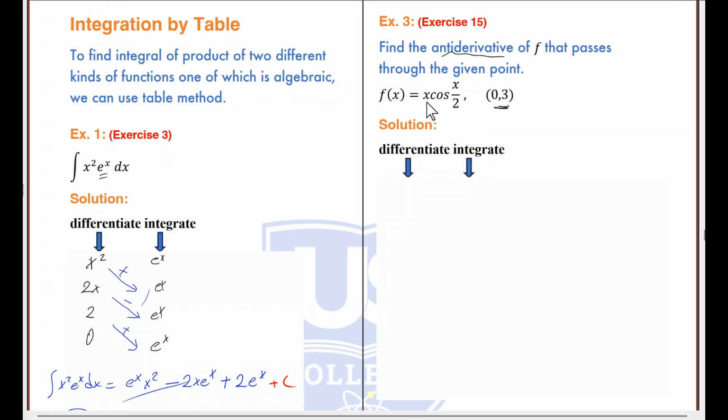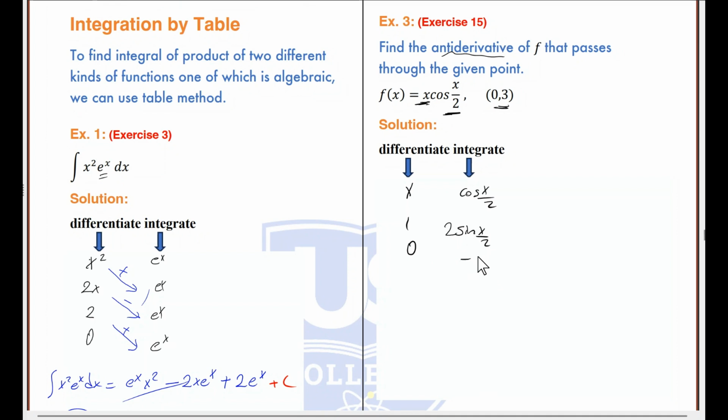Let's try. We have x and cosine x over 2. X, the algebraic one, can be easily differentiated. Derivative of x is 1, derivative of 1 is 0, like that. Integral of cosine x over 2 is sine x over 2 divided by 1 over 2. So in the denominator, having 1 over 2 will bring 2 in front. Now, integral of 2 sine x over 2.